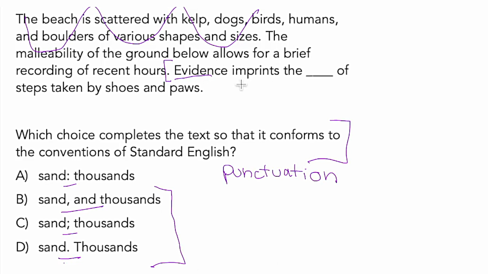So, first sentence, evidence imprints the sand. Evidence is our subject. What is the evidence doing? It's imprinting. Thousands of steps taken by shoes and paws. Okay, that is not a complete sentence. I'm missing a verb. So, off the bat, 1, 2, and 3 are wrong. So, I'm only left with this colon. And why does the colon work? Because it is giving us more explanation about what the imprints are. Evidence imprints the sand. What evidence? Thousands of steps taken by shoes and paws. So just by doing the first step in the 3Cs and doing our elimination, I can very quickly get to A as our answer choice because it's the only one that's not making a compound sentence.